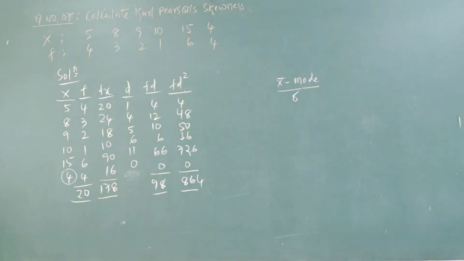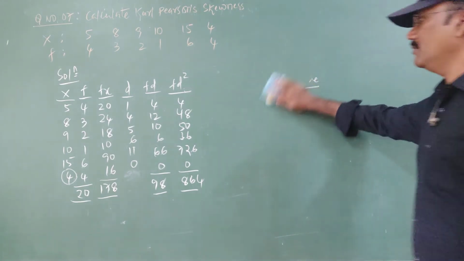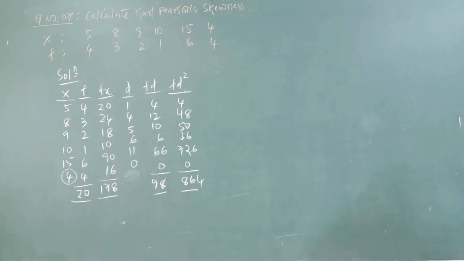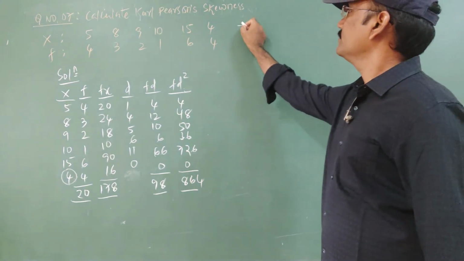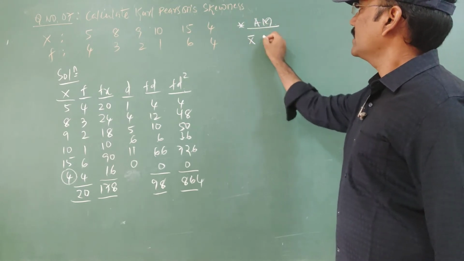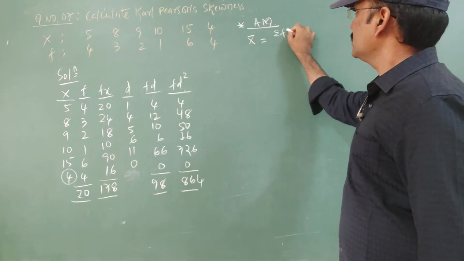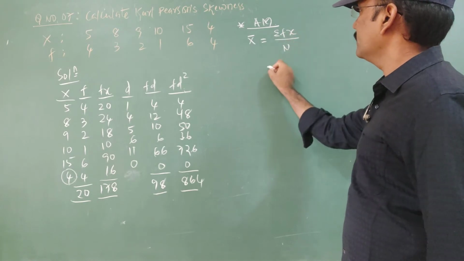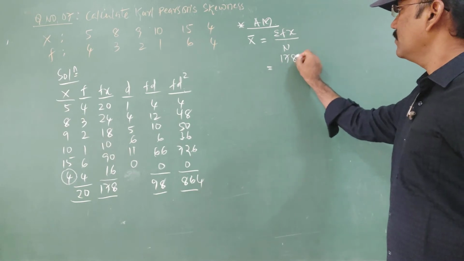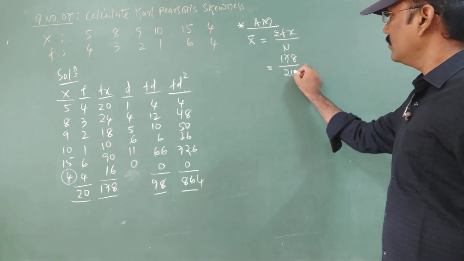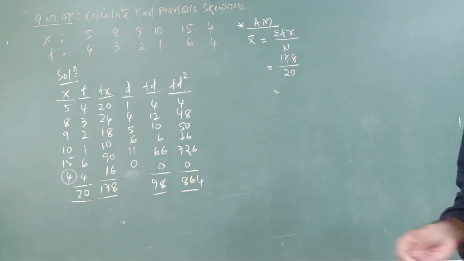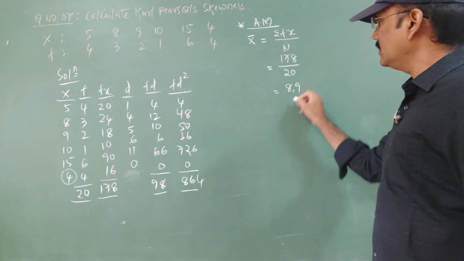Now I will apply the formulas one by one. First, the mean. The arithmetic mean x bar equals summation of fx divided by n. Summation of fx is 178, divided by n, 20. So 178 divided by 20, the value is 8.9.